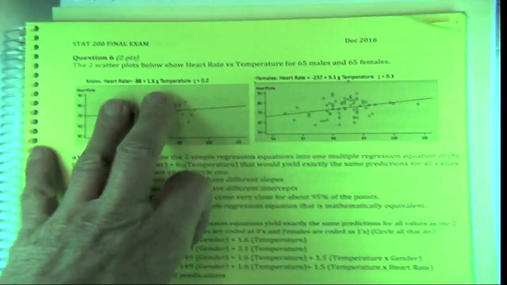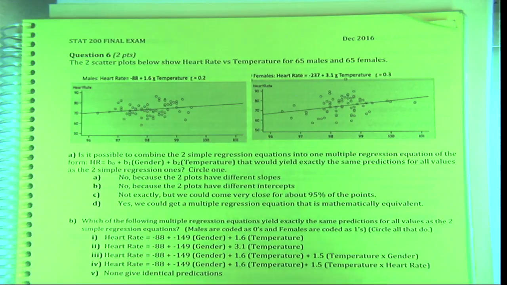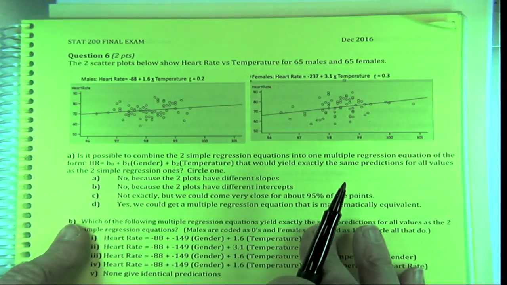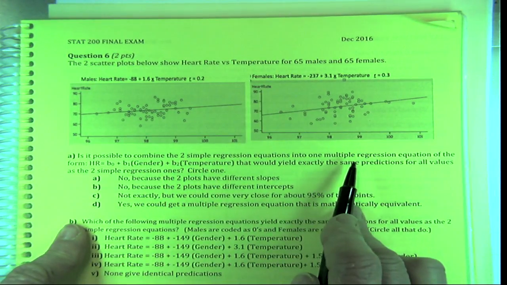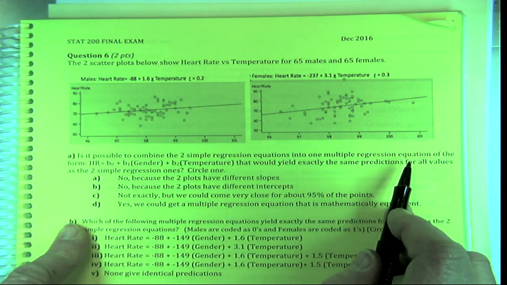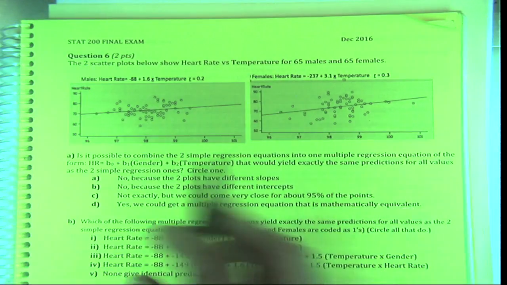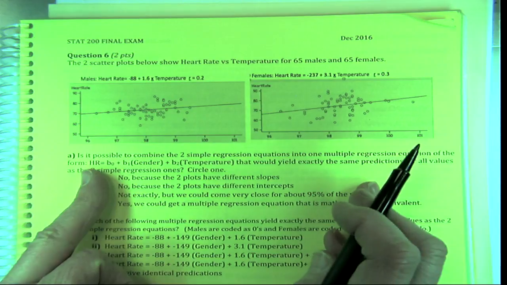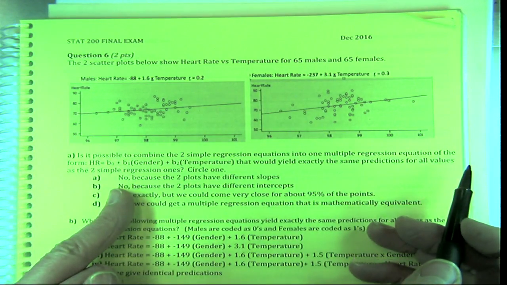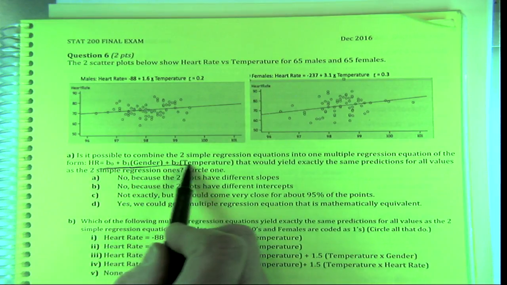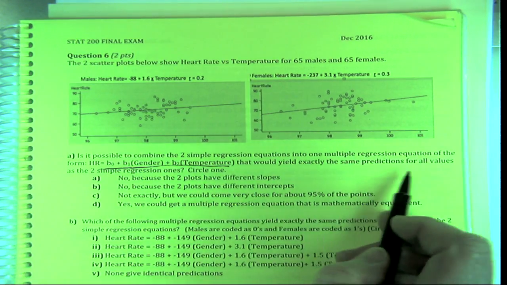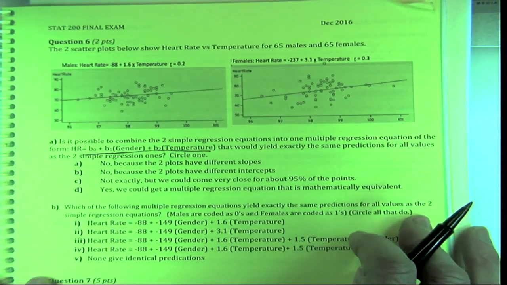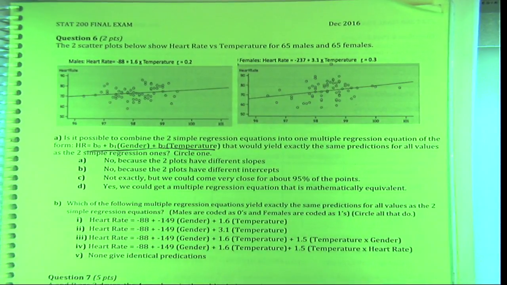So the two scatter plots below show heart rate versus temperature for males and females, and we want to see if we can combine these two into a single multiple regression equation. So what are we predicting? Heart rate. We're going to predict heart rate from temperature, and then we want to put it into a multiple regression and include another variable, gender. Okay, so we want to look at it like that. We can do that, but would it yield exactly the same predictions for all values as these two separate ones? Circle one of those, see what you think.